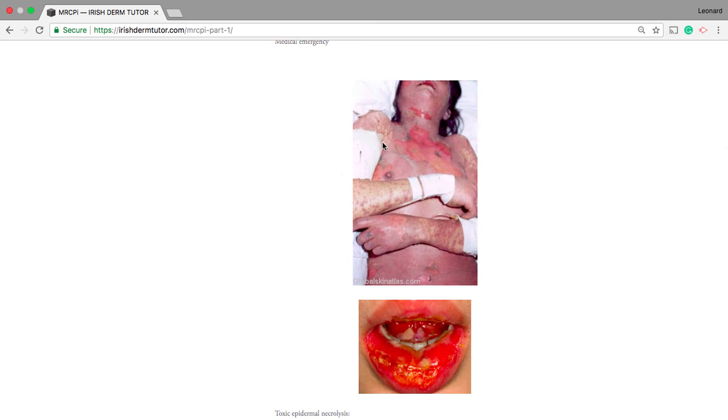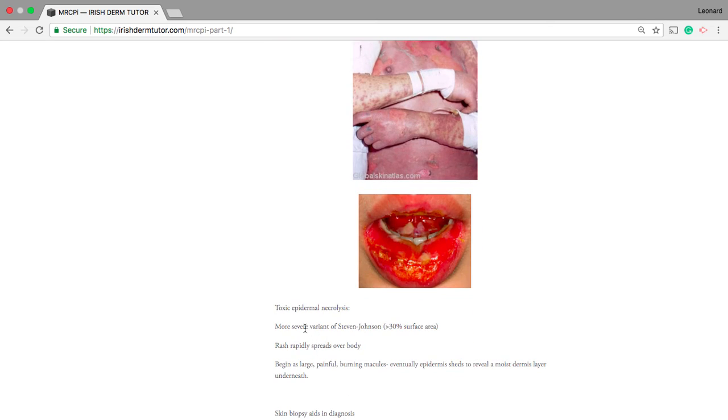So here we see this would be described as toxic epidermal necrolysis. So toxic epidermal necrolysis is a more severe variant of Stevens-Johnson's, in which greater than 30% of the surface area is affected, and you often get these burning macules. So the rash is often flat at the start, but the patient can sense it burning, and then it can spread rapidly over the body, and then you get the shedding of the epidermis to reveal a moist dermis underneath.